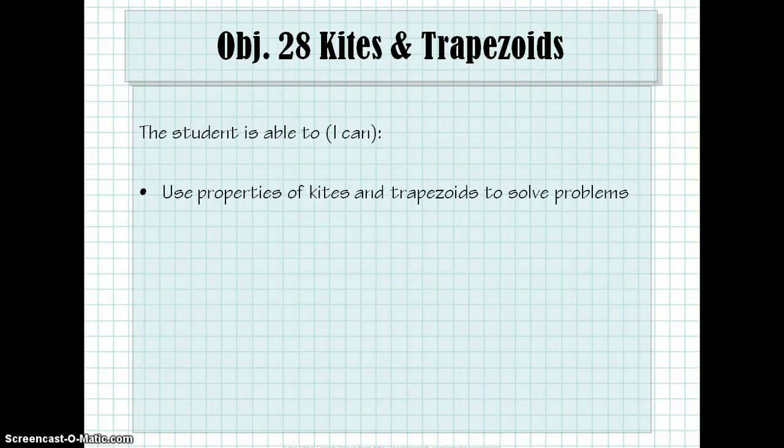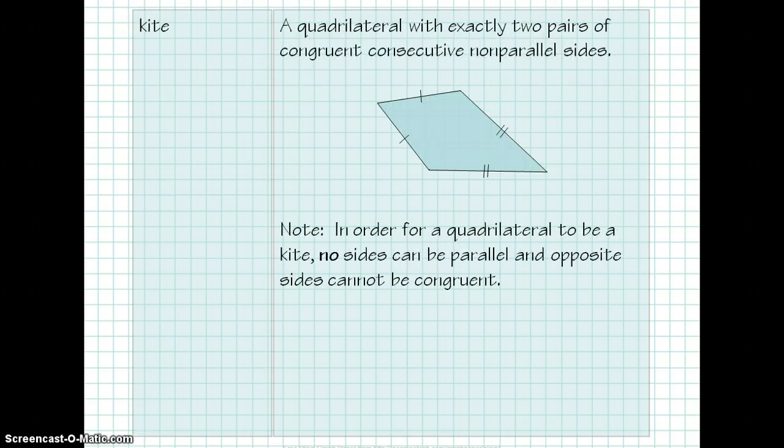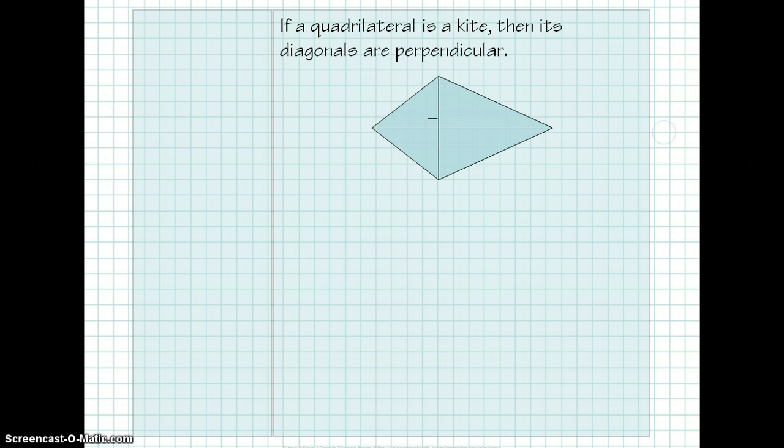Alright, kites and trapezoids. So this is kind of moving away from the parallelograms into a different type of quadrilateral here. A kite is defined as a quadrilateral with exactly two pairs of congruent, consecutive, non-parallel sides. All of those little words are important, because in order for a quadrilateral to be a kite, no sides can be parallel and opposite sides cannot be congruent. Either one of those would disqualify it from being a kite.